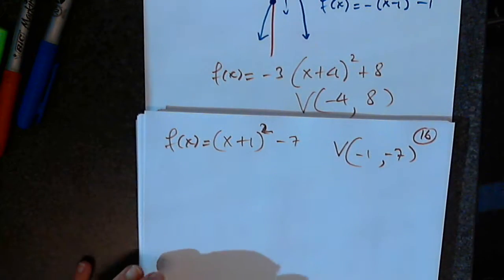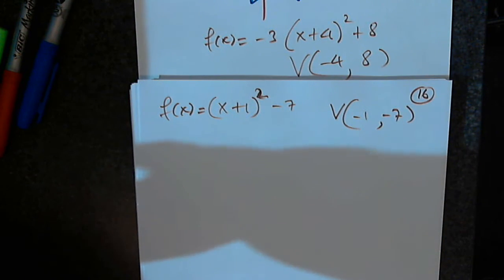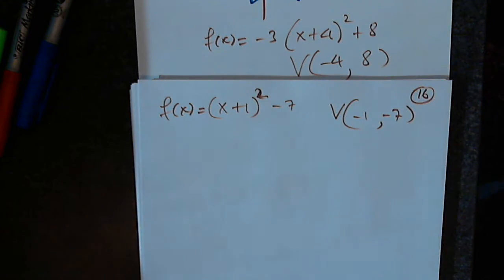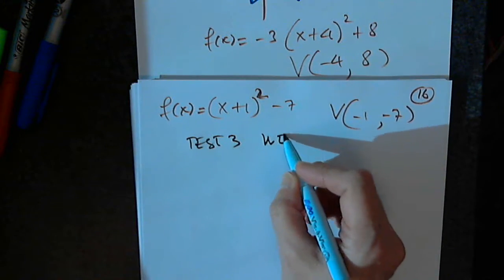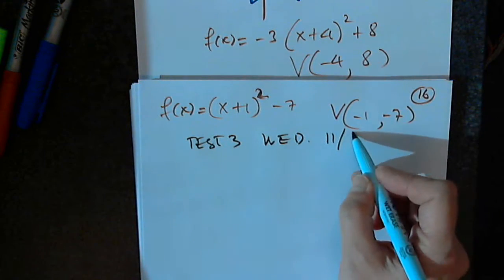That's it. Very good. Now I just have a couple of minutes before we start practicing and reviewing for this test a week from today. So let me write this down for you. So test 3, Wednesday. Today's the 2nd plus 7, it's 9.